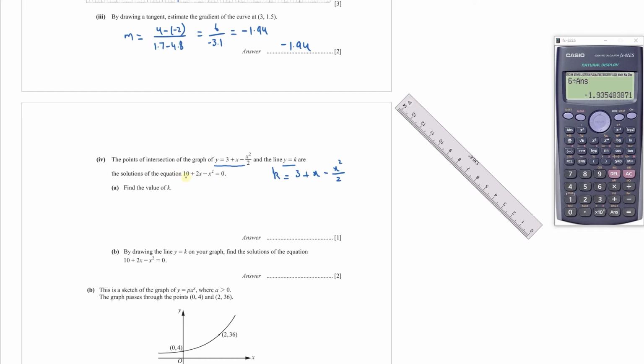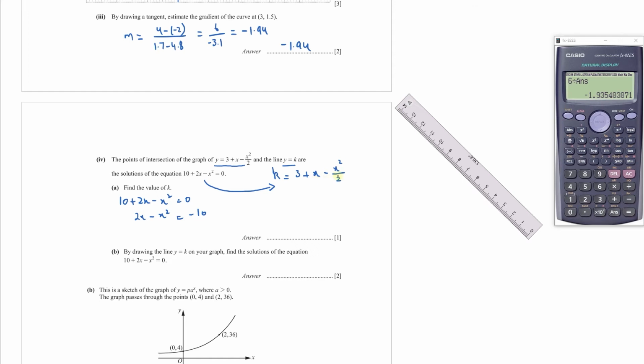So what I can do is start from this equation and try to convert it into this form, such that I have this equation of the curve on one side and this k on the other side, and then I'll get the value of k. So let me show you what I mean here. So this will be 10 plus 2x minus x square equals to 0, same equation as this one, and I'm trying to convert it into this form. So on one side, what do I have? I have minus x square over 2 plus x plus 3. So that means I need these two terms on one side. I can take this 10 to the other side. So I will get 2x minus x square equals to minus 10.